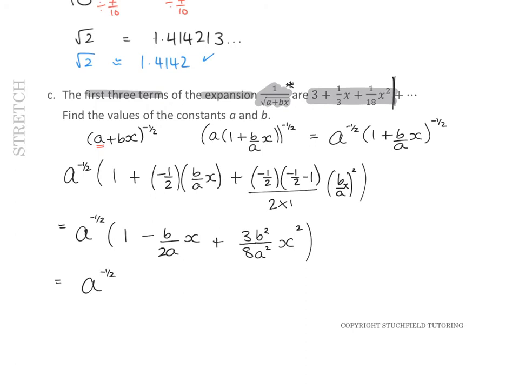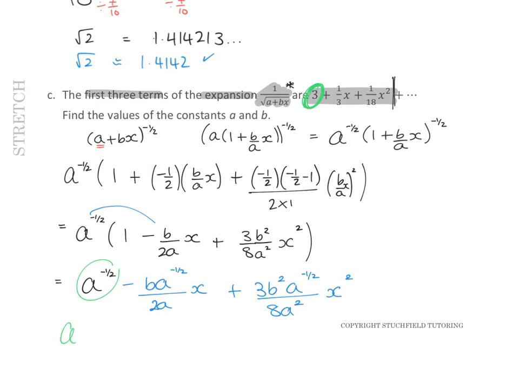But I'm actually not going to simplify it just yet. So this is going to be minus b a to the minus half over 2, and plus 3b squared a to the minus half over 8a squared. Now the reason I'm not doing that just yet is because I don't want to worry about making a mistake while doing that simplifying at the same time. Because what we're actually going to do is find the value of a. So this is the numerical term.